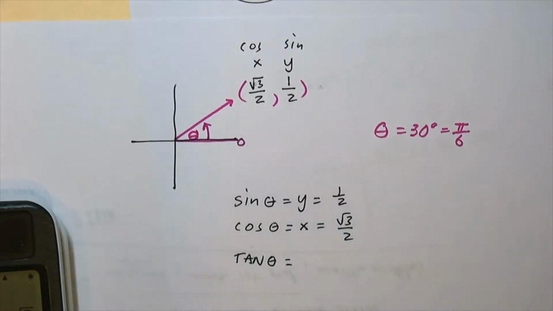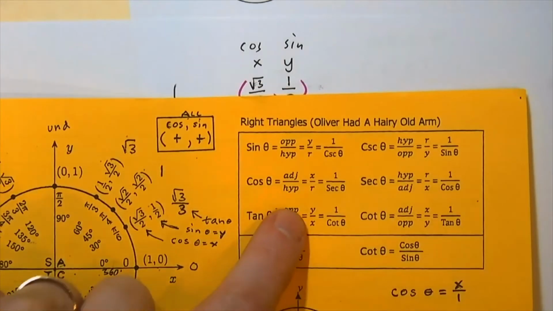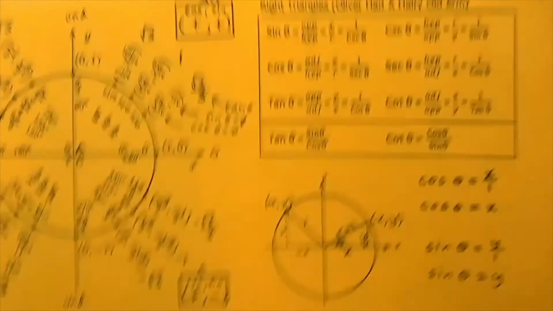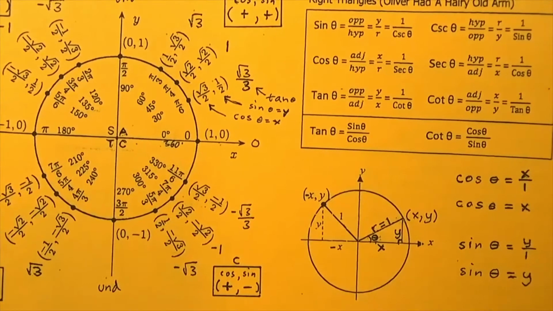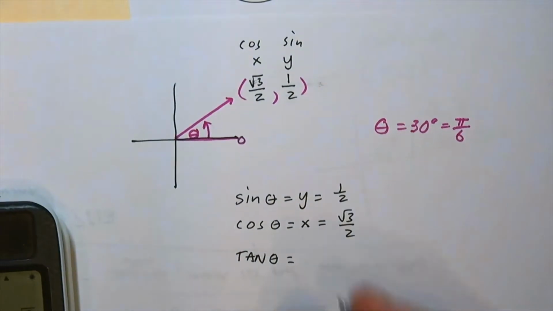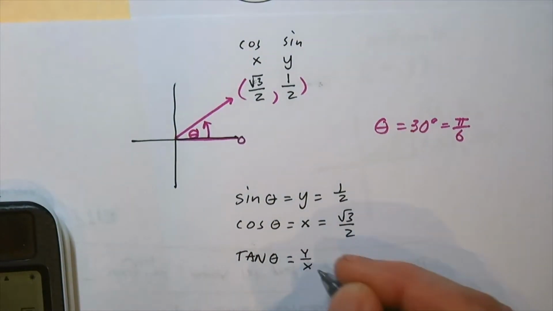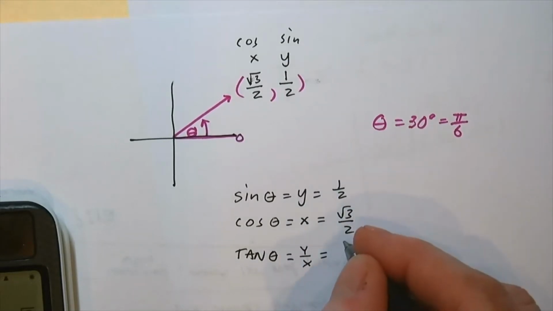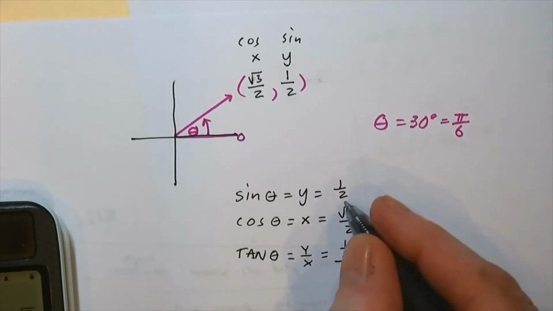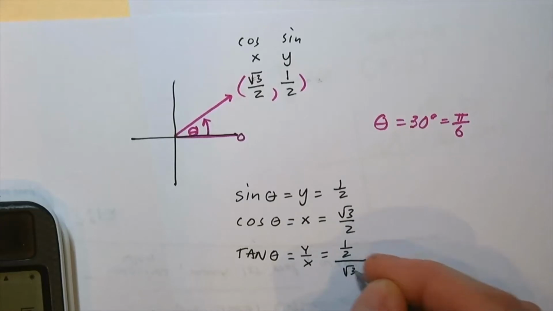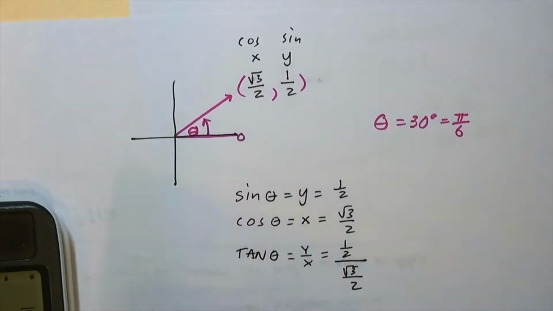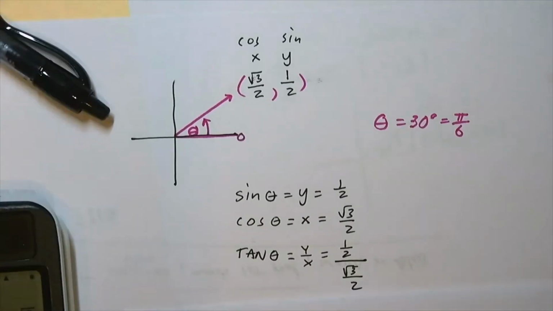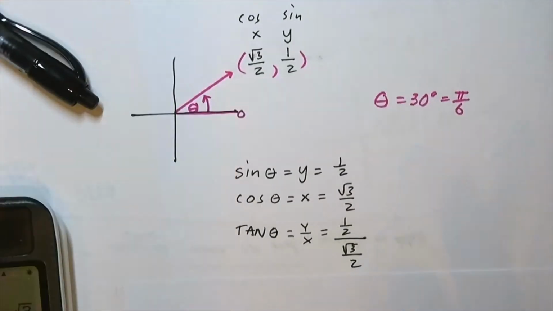Now the tangent. The tangent says y over x. In other words, tangent is y over x. So I'm supposed to take this answer, the 1/2, and put it over this one, the radical 3 over 2. Now hang on, this is going to simplify. I'll go over here on a little scratch paper and ask, can you simplify that fraction? Here's a shortcut.